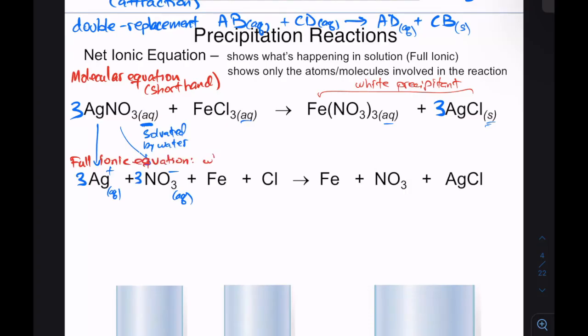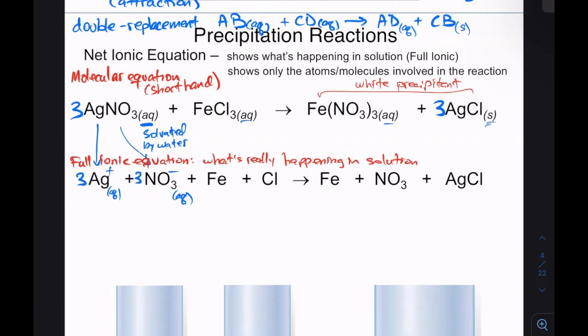It's what's really happening in solution. All right, so let's continue along.